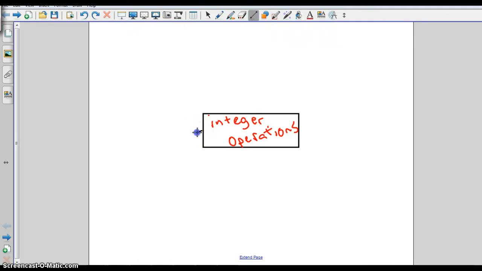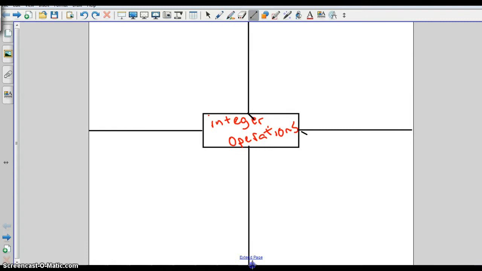All right, so we're going to divide our paper into 4 spots. So just draw a line on your paper here, and then a line on this side. So that's going to divide it into half. Then we're going to divide it again here with 2 more lines. So right here, and then a line there, and that divides it into 4 parts. And you're going to go ahead and label your parts, each of the integer operations.